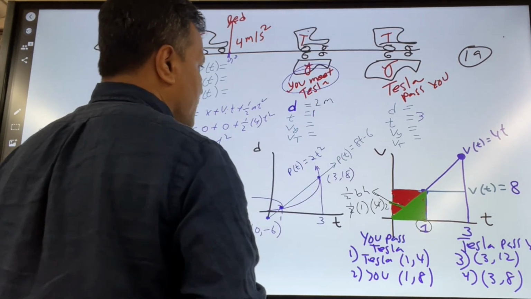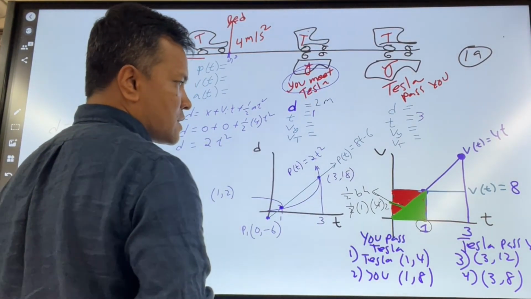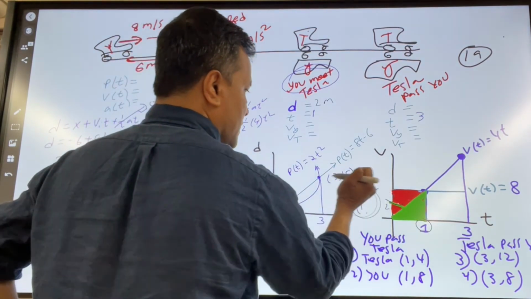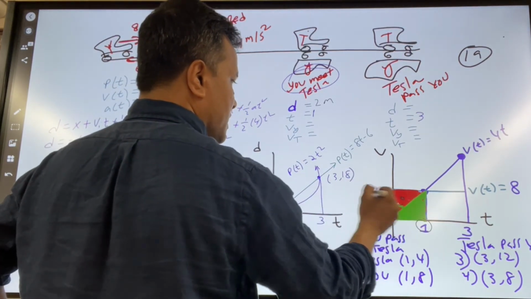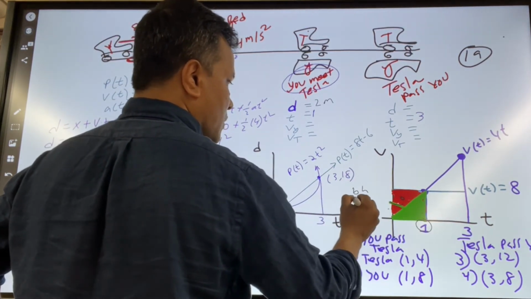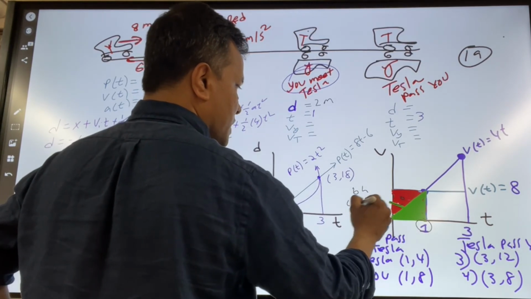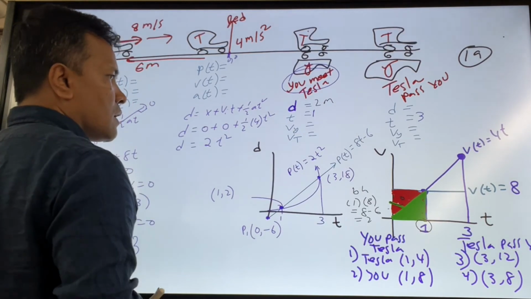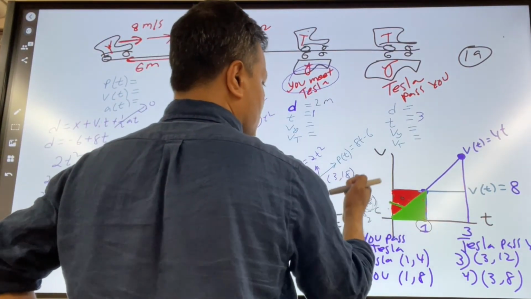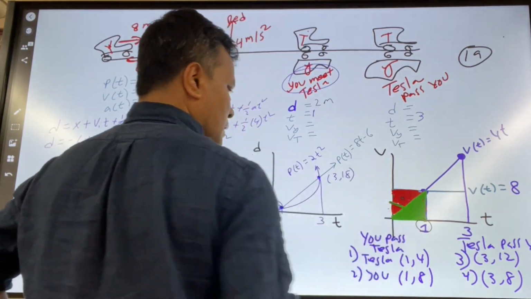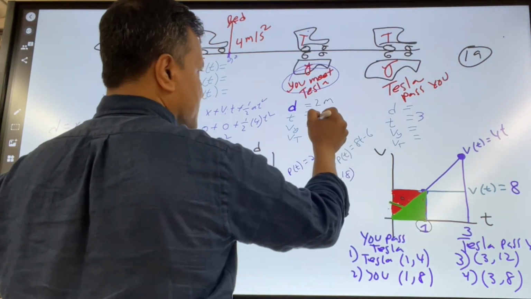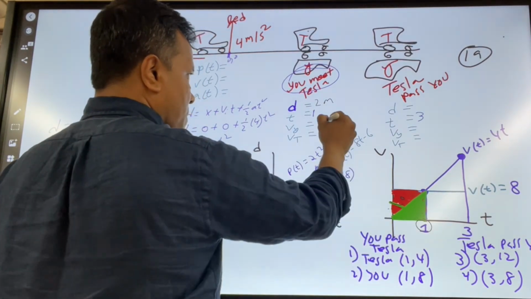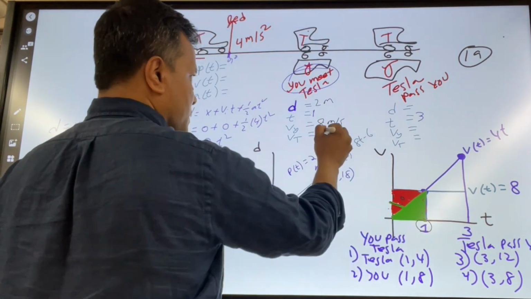Alright, velocity for you would be how much? Velocity for you, I can find the red one. Red one would be BH, B would be 1 and H would be 8, so 8 minus 6 would be 2. Velocity for you would be 8, and velocity for Tesla would be 4 meters per second.